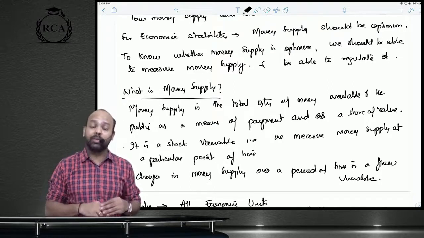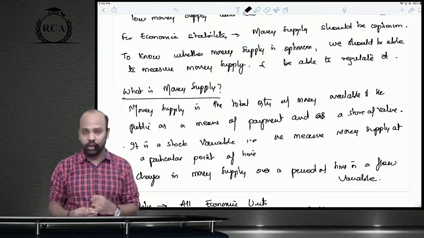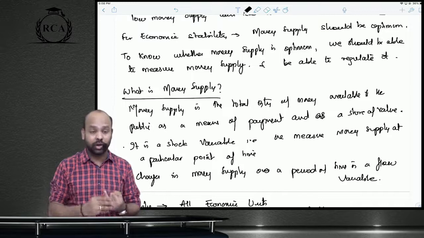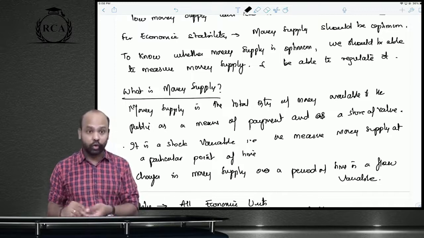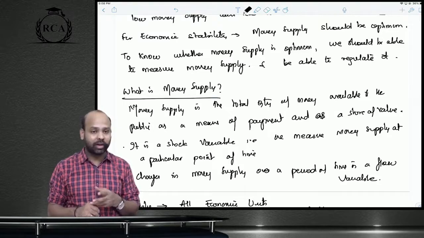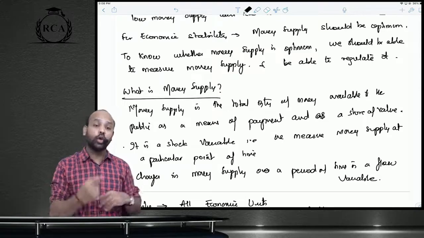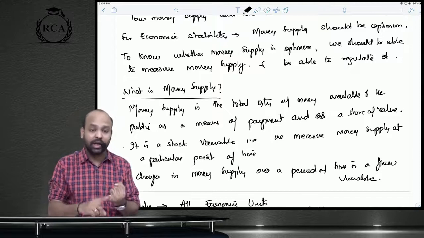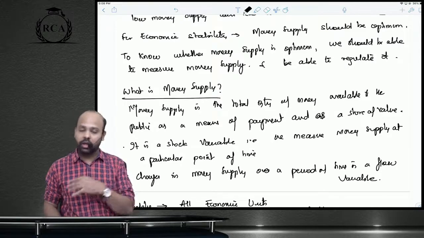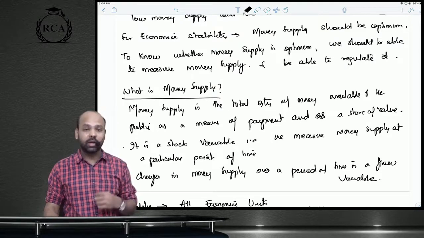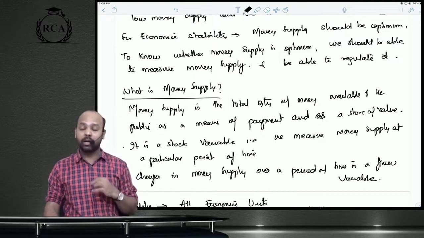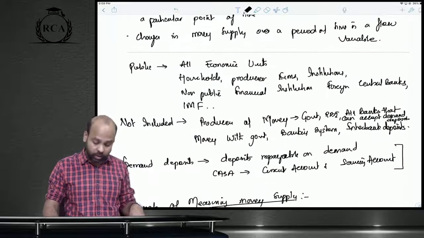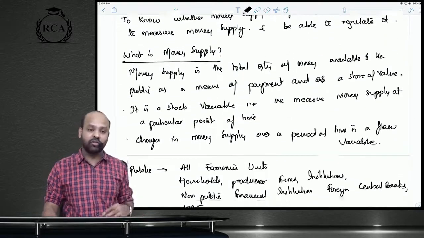Also, guys, the word public here means all the economic units like households. It will include the producer sector, institutions, foreign central banks, the IMF, and public sector undertakings. It does not include the producers of money. Who are the producers of money in a country? It is the government, the banking system, the RBI. So any amount of cash balances lying with the government, with the RBI, and interbank deposits are not to be included in the definition of money supply.